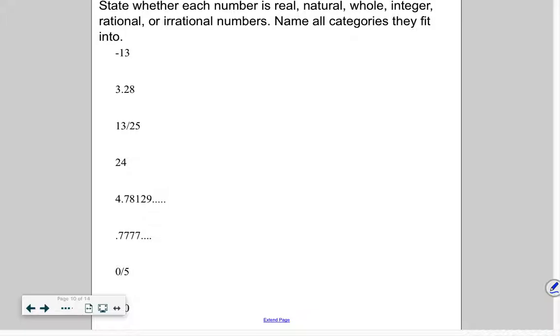State whether each number is real, natural, whole, integer, rational, or irrational. Name all the categories they fit into. So if we're going to start with negative 13, what is the first classification we should give every single one of these numbers? All of these numbers, as far as we are concerned, are real. Now, is negative 13 rational or irrational? Because it has to be one or the other. Rational. It is rational.